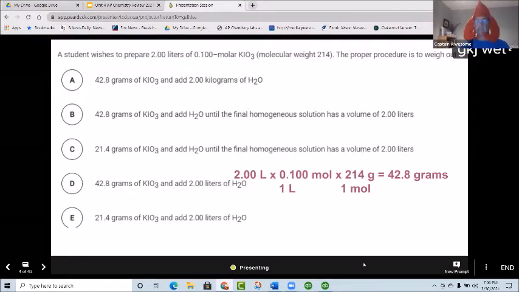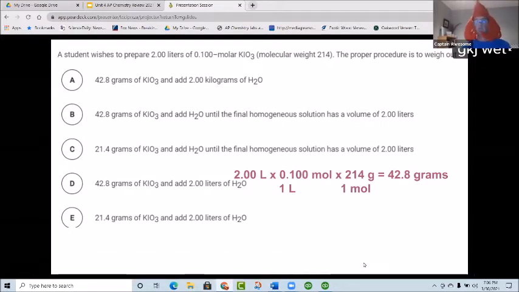So it's 2 liters. And remember that 0.1 molar, molarity, means moles per liter. So if I set up the math, it's 2 liters times 0.1 molar times the molar mass, which is 214, equal to 42.8 grams. You can also think through it and go, oh, wait, it's 1/10 of a mole. 1/10 of a mole is 21.4 grams, and that's how you would make 1 liter of solution. But I want to make 2 liters of solution, so I can just double it.